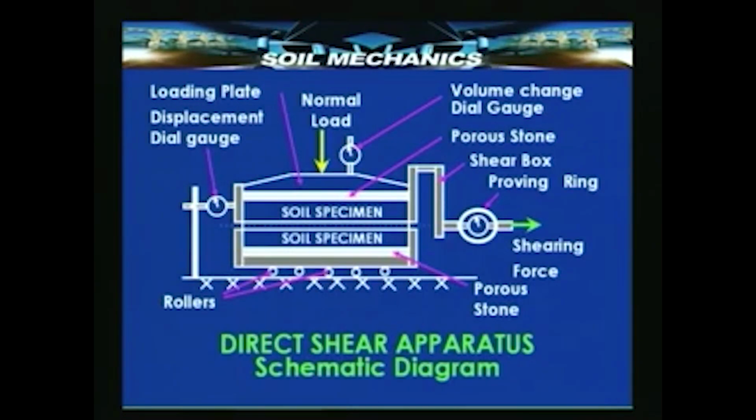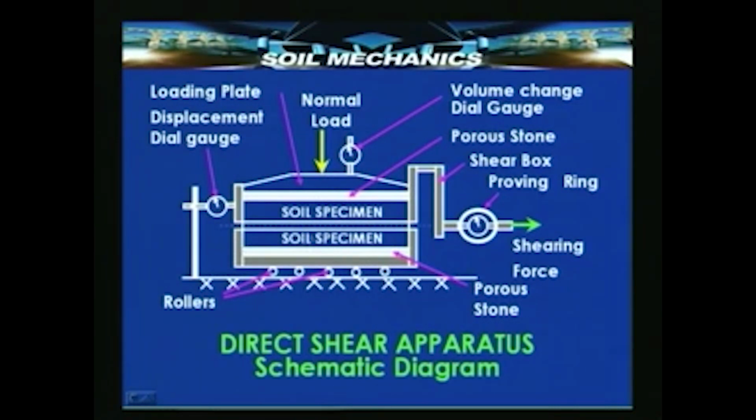So, if you remember, this was the basic schematic diagram of a typical direct shear apparatus. You can see there that there are 2 parts in this, the lower part and an upper part, separated at the junction here like this, and the soil specimen is also a split specimen, and this specimen is sheared by applying a tangential load, a shearing force here. Of course, a normal load is also applied to keep the specimen confined.